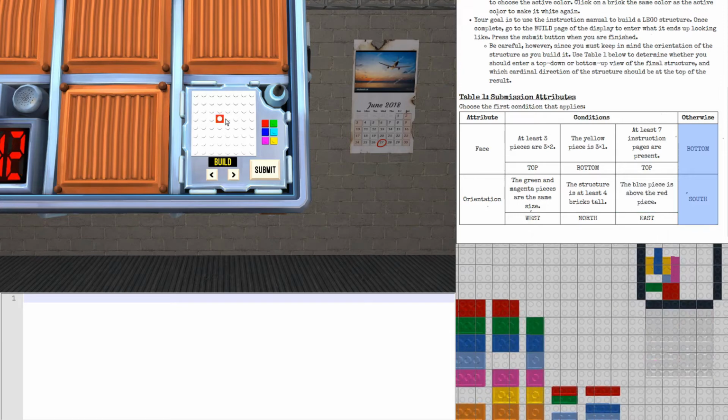So let's enter this solution. We have blue here, we have yellow here, and we have magenta. We have a little bit of cyan, a big block of red, and sticking out on the left, a bit of green. And it's a solved module.